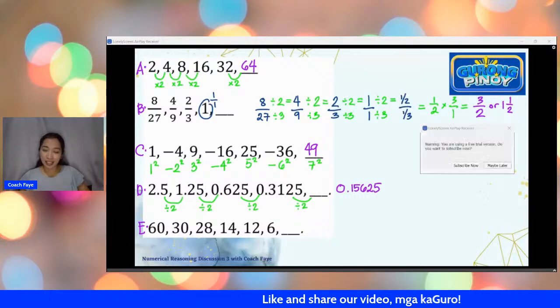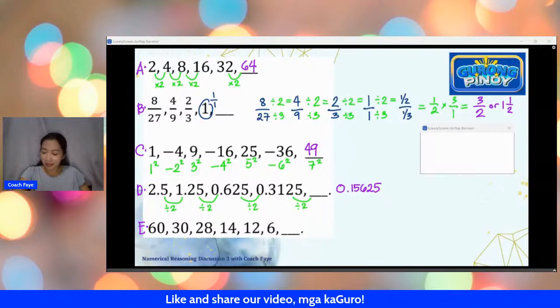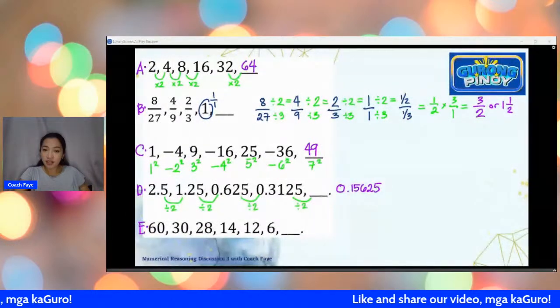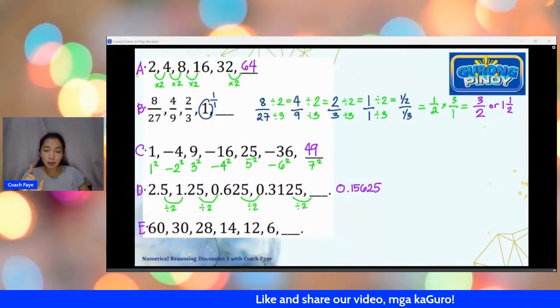So pag medyo iba po yung sagot natin, review po natin kung saan po tayo nagkamali. Ano po? Ayan, while I'm waiting for the rest of you to share your answers in letter E, marami na rin po nag-share.